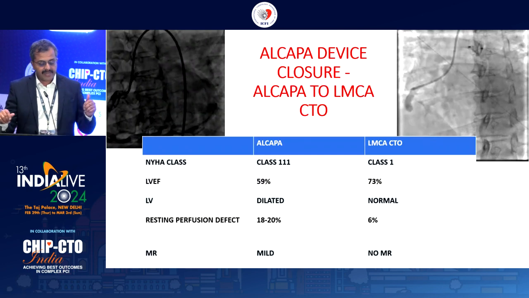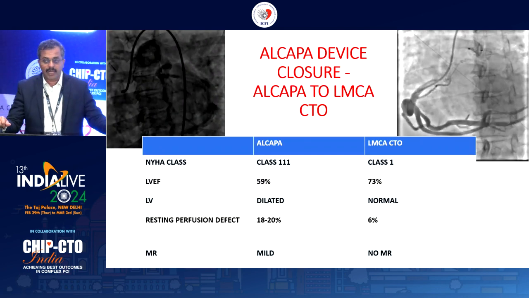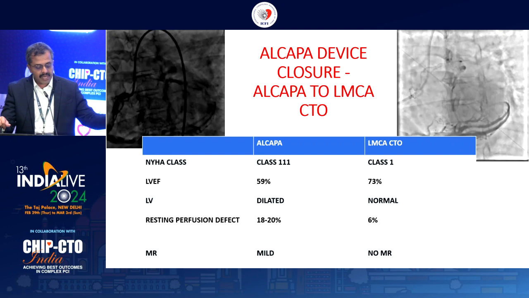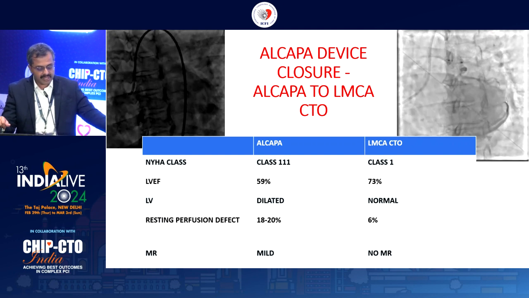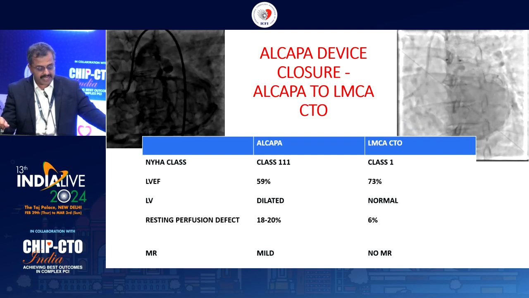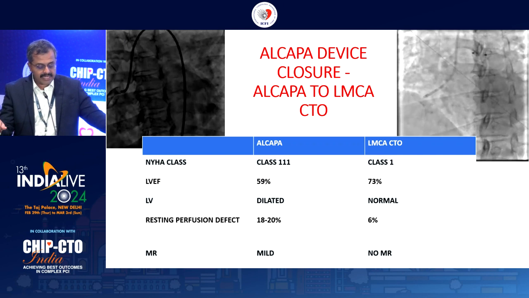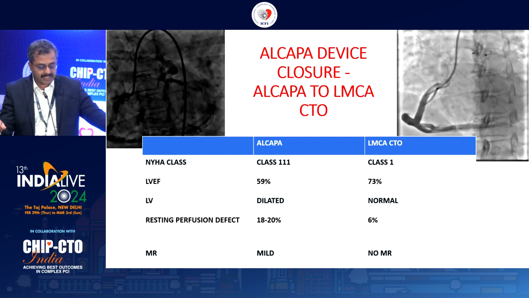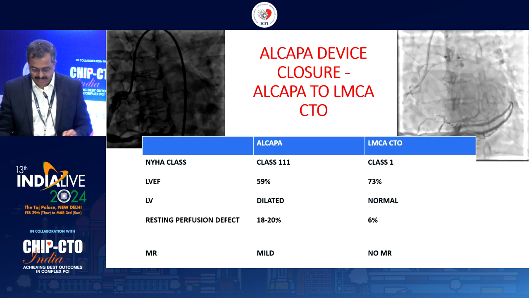So with an Alcapa device closure, while we convert an Alcapa to an LMCA CTO, what we achieve is a class 3 symptomatic patient becomes class 1. EF has significant improvement on the perfusion scan. The LV reverse remodels. The perfusion defect comes down from 20% in this case to 6%, and the MR regresses.